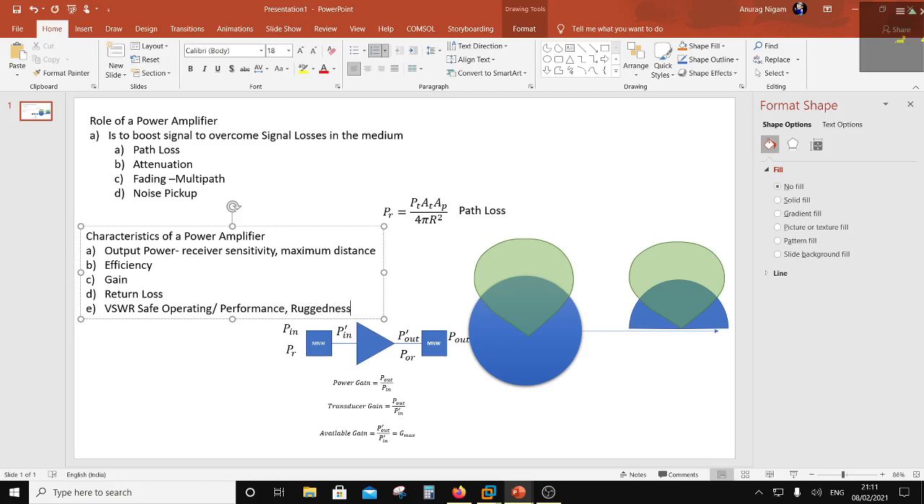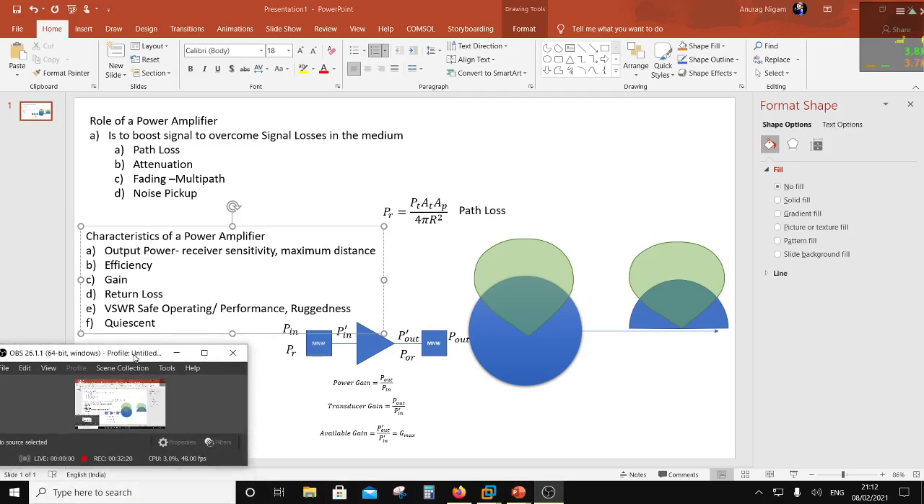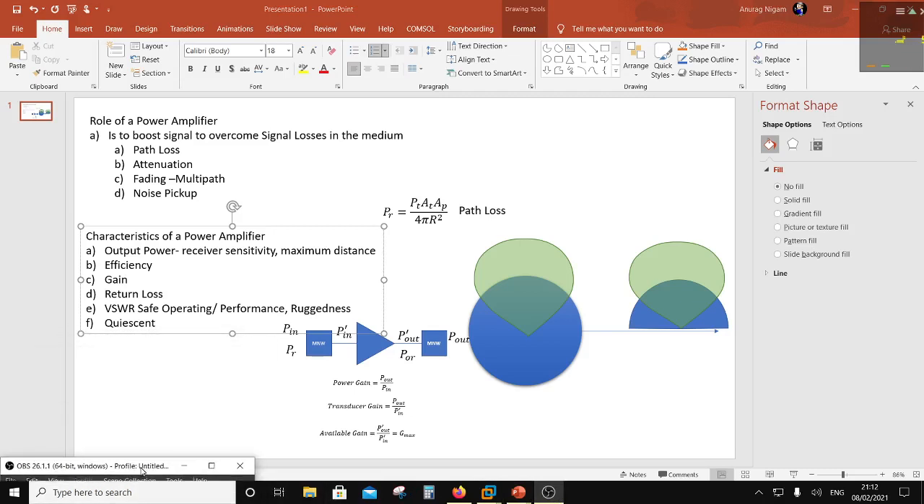The third one is the quiescent current. Basically, when there is no signal into a PA, what is the current drawn by the drain? That is called the quiescent current, right? So these are the important characteristics of a PA, right? Now, one more thing I want to discuss here. Let me see the time here. Okay, half an hour. One more thing I want to discuss here is what you call.